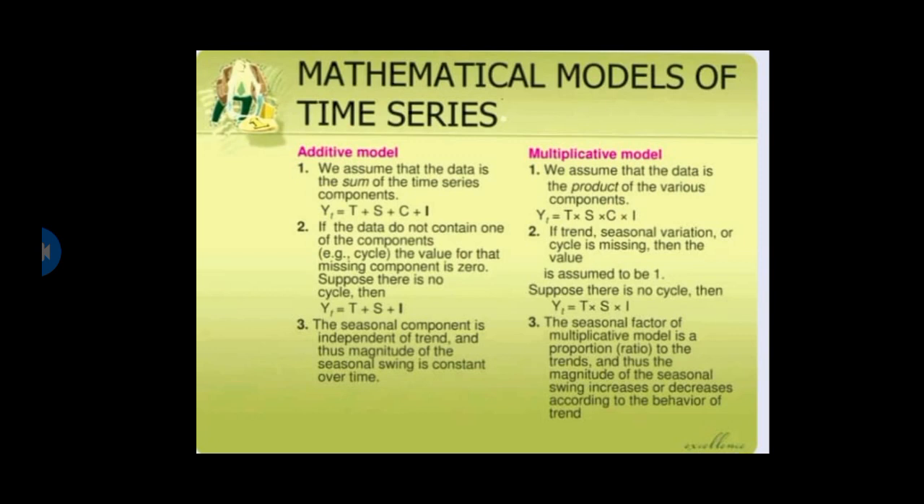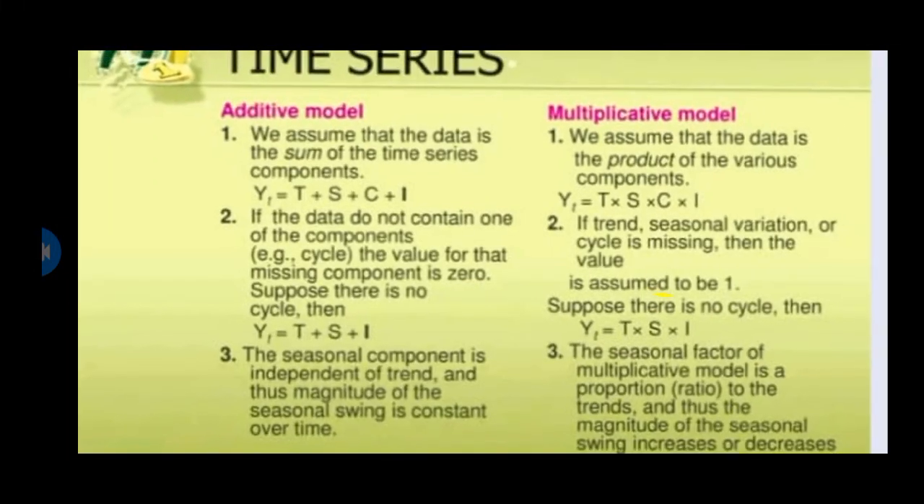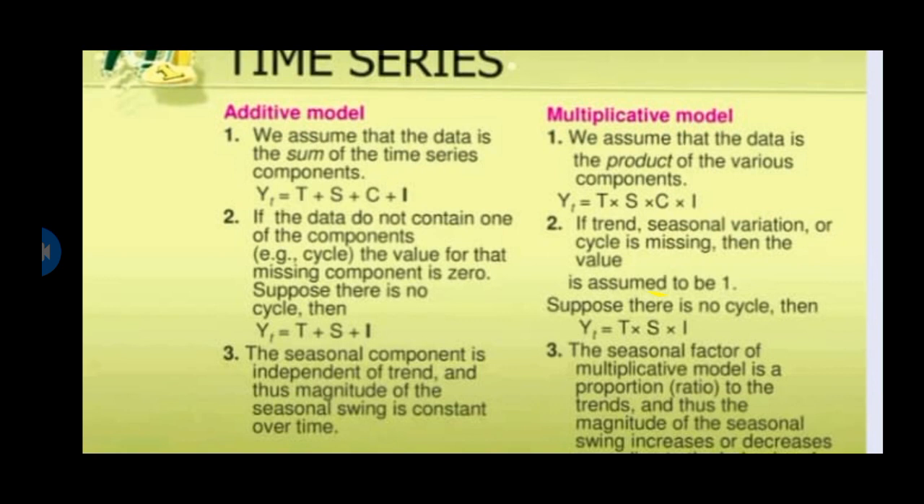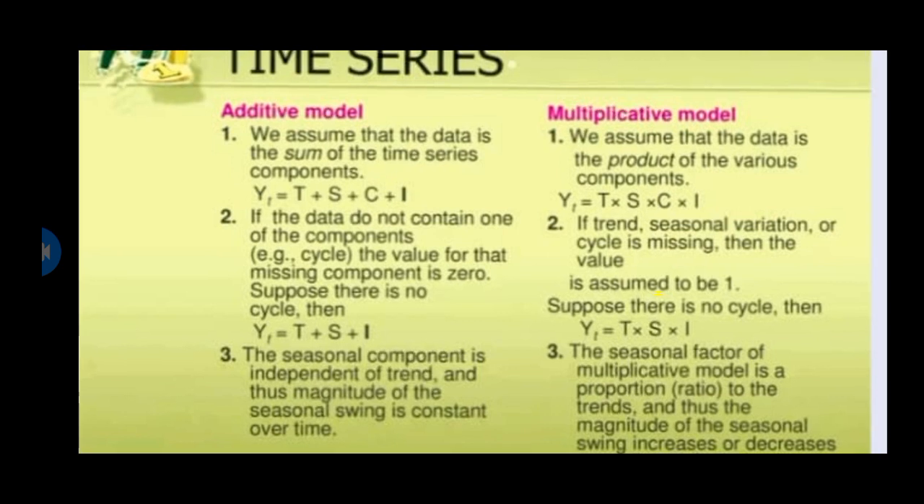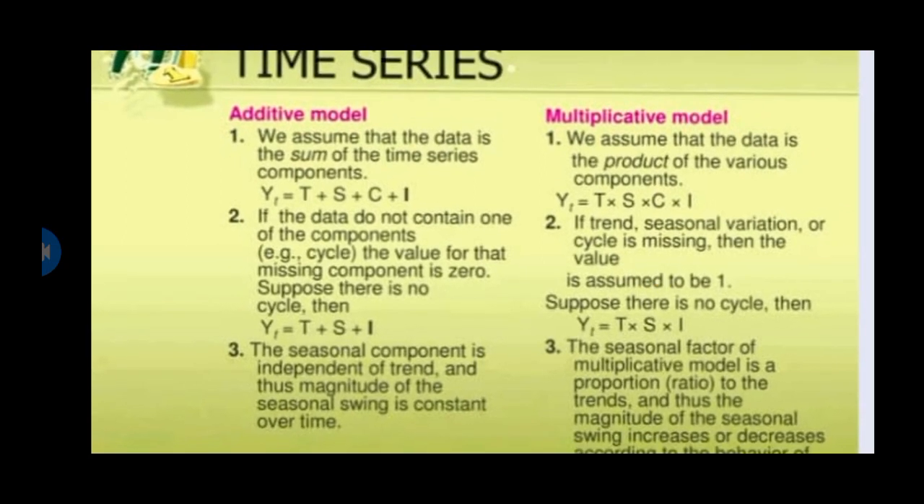Mathematical models of time series: additive model and multiplicative model. In the additive model, we assume that the data is the sum of time series components: yt equals T plus S plus C plus I. If the data do not contain one of the components, for example cycle, the value for that missing component is 0. Suppose there is no cycle, then yt equals T plus S plus I. The seasonal component is independent of trend, and thus the magnitude of seasonal swing is constant over time.